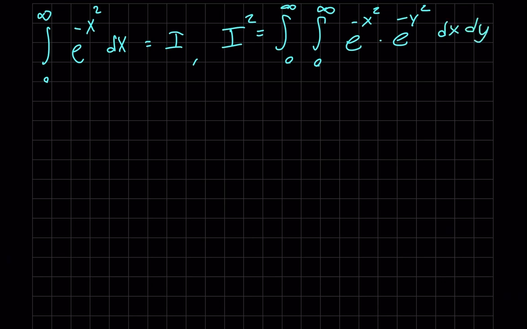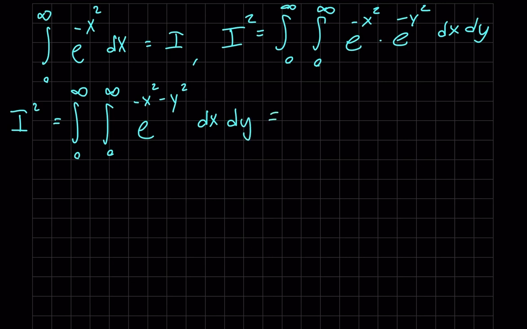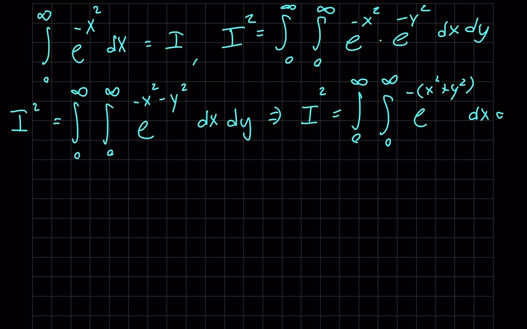We could combine those by the property of exponents. So we have I squared is the integral from 0 to infinity and the integral from 0 to infinity of e raised to the negative x squared minus y squared power dx dy. And now we could factor out a negative from the exponent. So we have I squared equals the integral from 0 to infinity and the integral from 0 to infinity of e to the negative (x squared plus y squared) dx dy, and x squared plus y squared is equal to r squared, and dx dy is r dr d theta in polar coordinates.